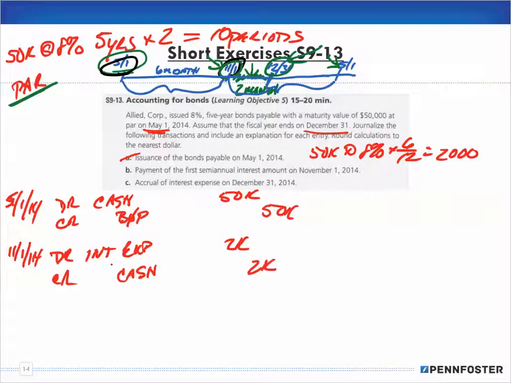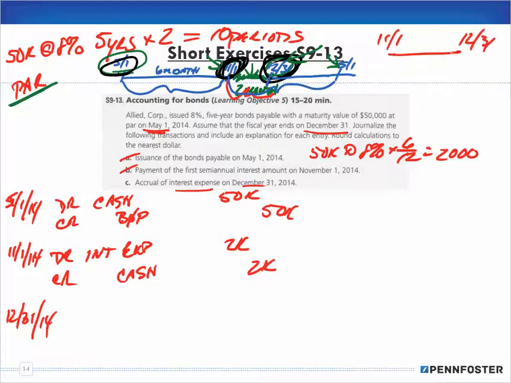All right. Now, this was for 11-1. Now we're at 12/31. All right, the accrual of interest expense on December 31st. So on 12/31/2014, we have to accrue the interest expense for that time frame, that 2-month period, right? 11/1 to 12/31 is 2 months, because we have 11/30, that's 1 month, and then from December 1st to December 31st is a second month, so that's 2 months.